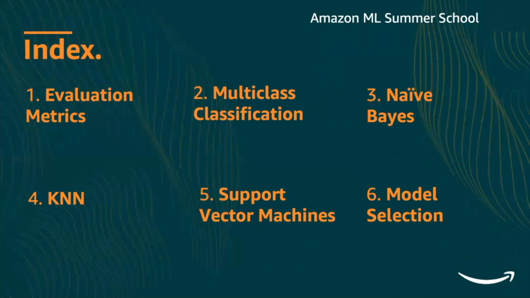The order of the presentation will be as follows. We'll discuss some of the evaluation metrics which are typically used for classification and regression tasks. We'll talk about how multi-class classification is performed. We'll talk about some of the classifiers which are typically used, such as naive Bayes classifier, k-nearest neighbor classifier, support vector machine classifier. And then we'll finally talk about how you perform model selection.